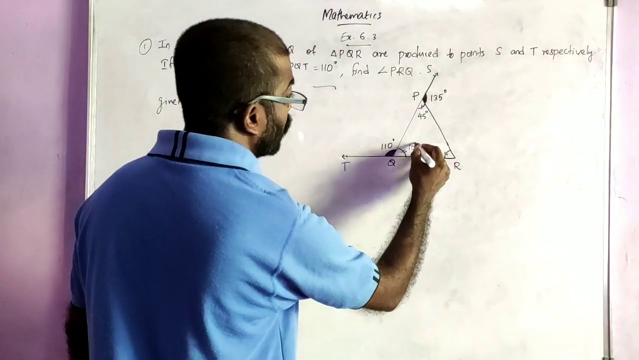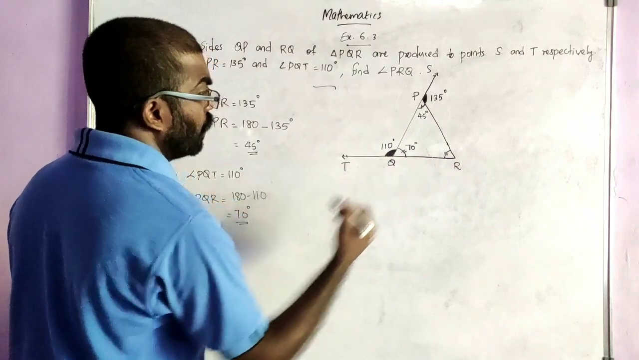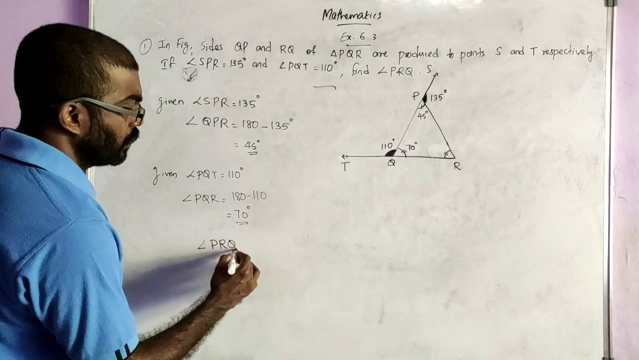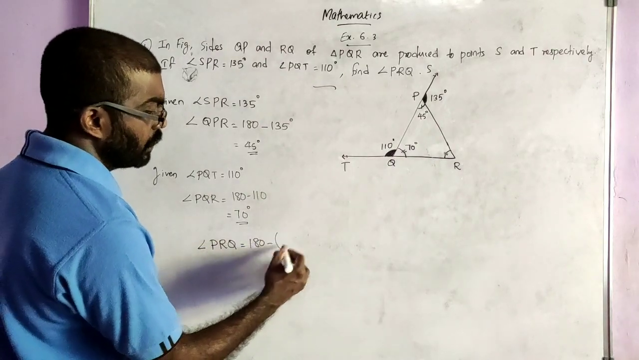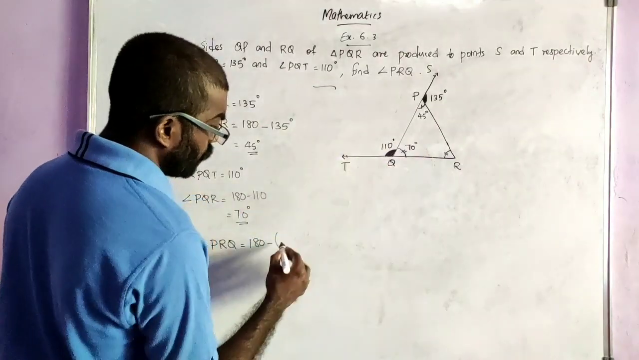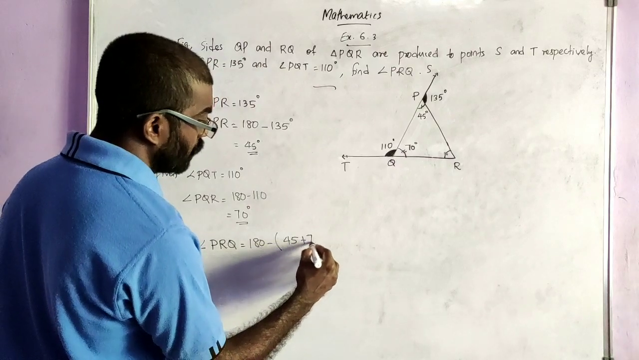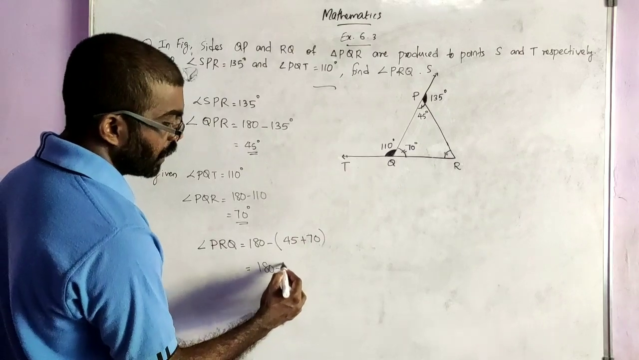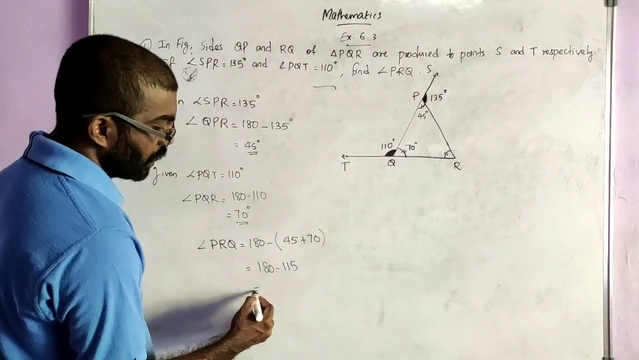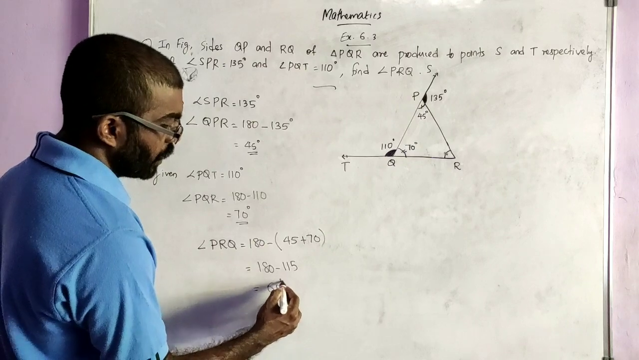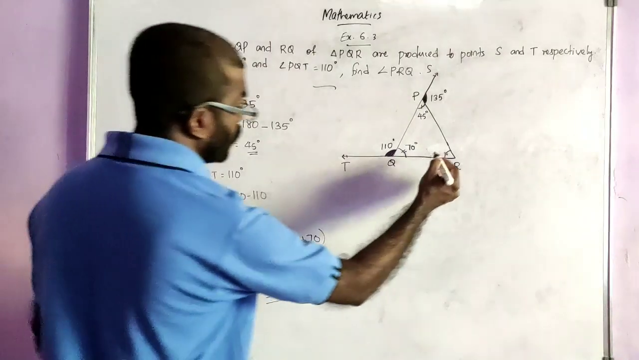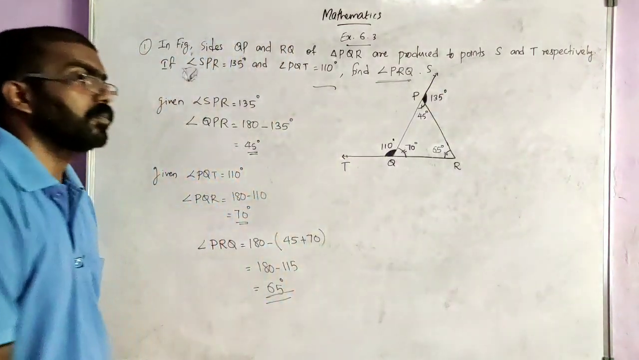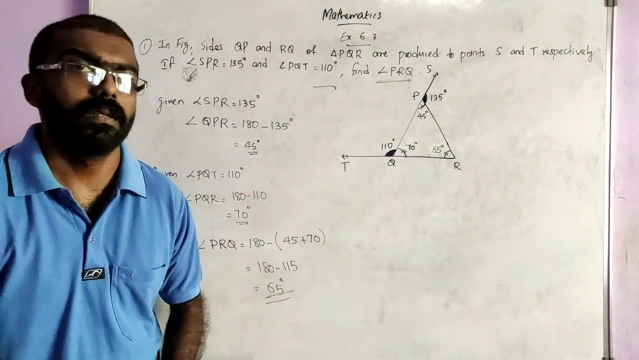Okay. Now to find angle PRQ, we can apply angle sum property. So angle PRQ is equal to 180 minus sum of other two angles, that is 45 plus 70, which is equal to 180 minus 115 degree, which gives what? 65 degrees. So our final answer is 65 degree. Angle PRQ is of measure 65 degrees. Clear?